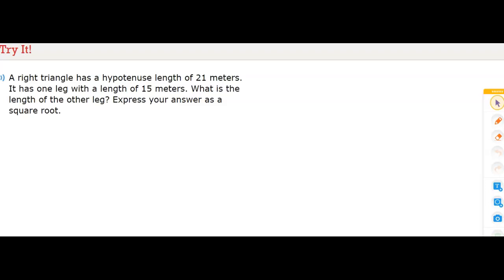So again, I like to draw. So if I draw, right, now it says it has a hypotenuse. We know our hypotenuse is here. That length is 21, and then one of the legs is 15. So here would be a leg, 15. What is the length of the other leg? So that's the leg we don't know, and I'm just going to make that a b.